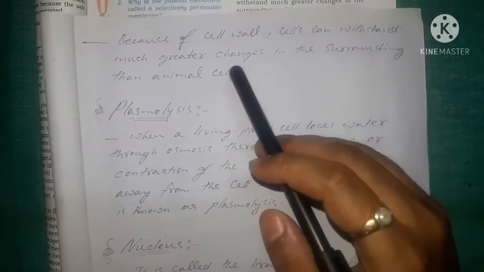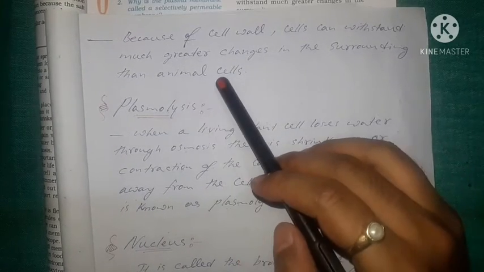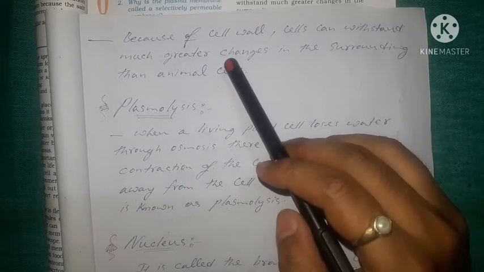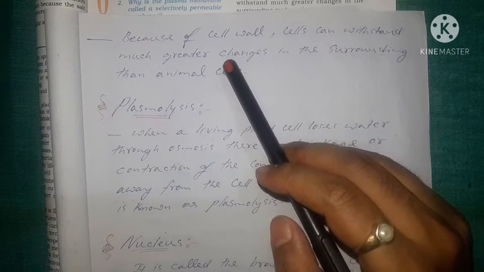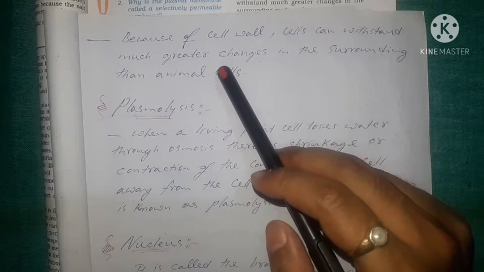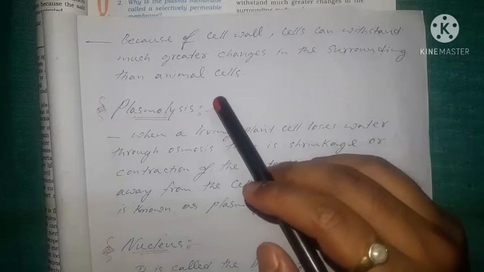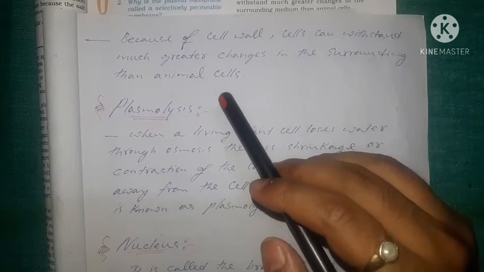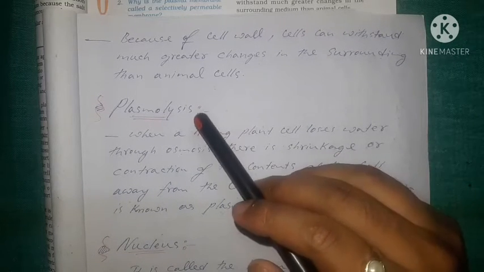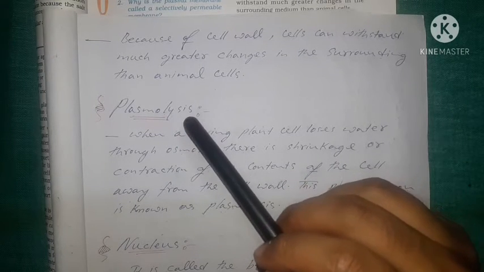Because of the cell wall, cells can withstand much greater changes in the surroundings than animal cells. Because of this cell wall, which is very rigid, very hard, and composed of cellulose, it gives structural strength to the plants. So it can also withstand greater changes in the surroundings than animal cells. Due to these reasons, trees or plants can survive easily even in harsh environments where it is not possible for animals to survive.